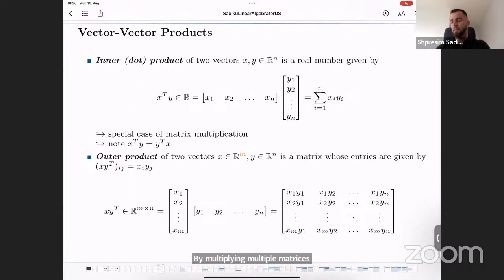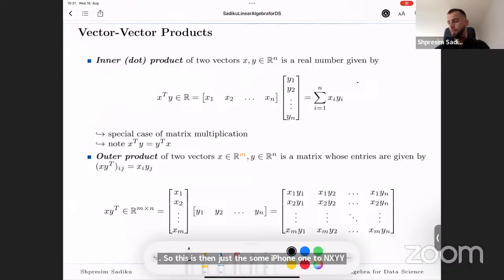We have, for example, the inner or the so-called dot product of two vectors, x and y in Rn. This is simply a real number given by x transposed y, which is a number in R. And we have a row vector for x and a column vector for y. So this is then just the sum from i equals 1 to n of x_i y_i.